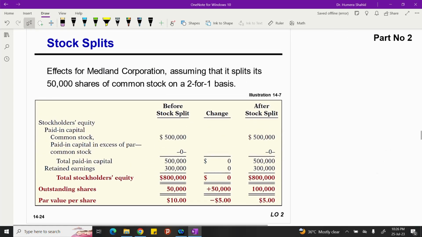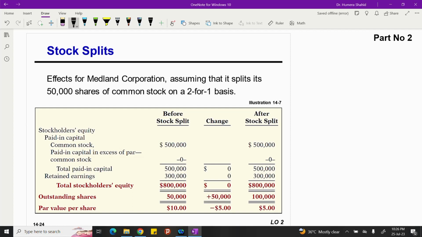We have an example over here. Effects on Midland Corporation, assuming that it splits its 50,000 shares of common stock on a 2-for-1 basis. It means that each share will be divided into 2 parts and the value will be divided by 2. Before the stock split, let's suppose, because this is the example in continuation of my previous recording, I'll be writing the facts and figures for you over here so that you understand.